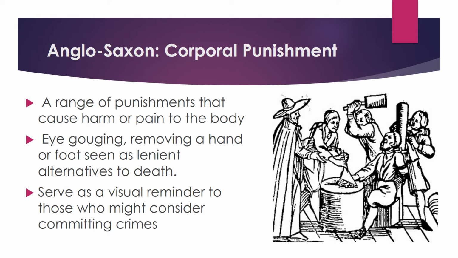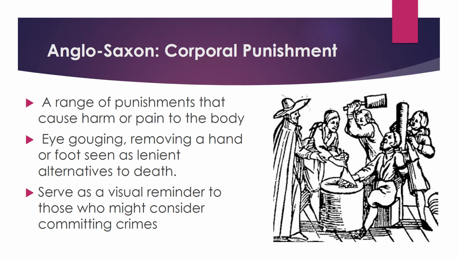Another punishment that is used in England for a long period of time is corporal punishment. Corporal punishment is a range of punishments that cause harm or pain to the body, such as eye gouging or removing a hand or foot. As you can see in the image, that man is having his fingers chopped off.